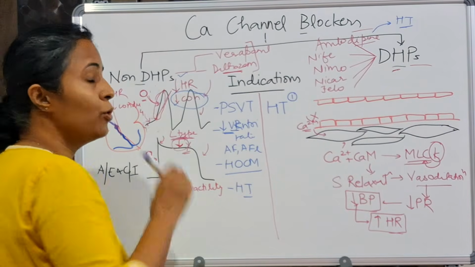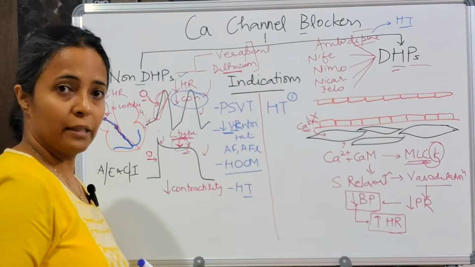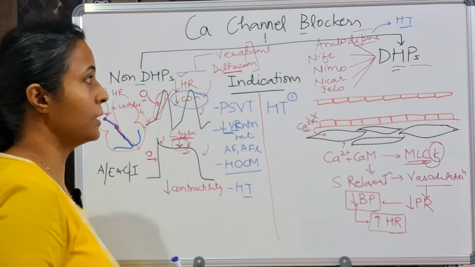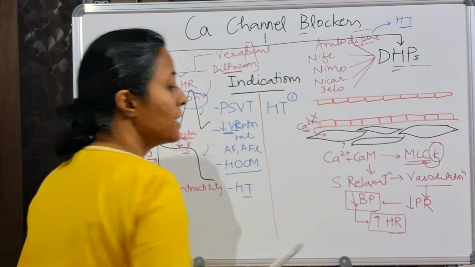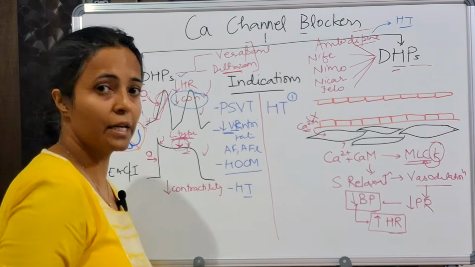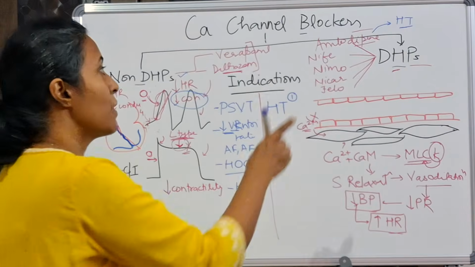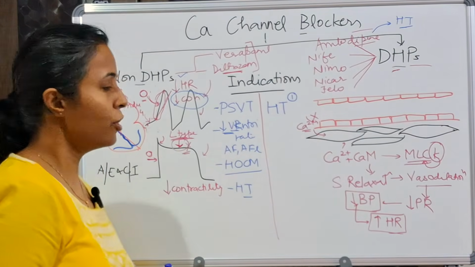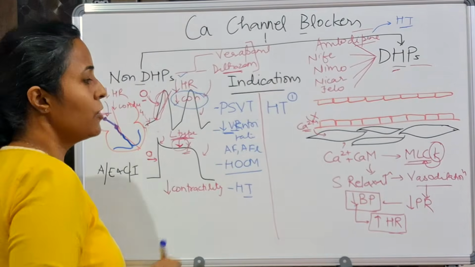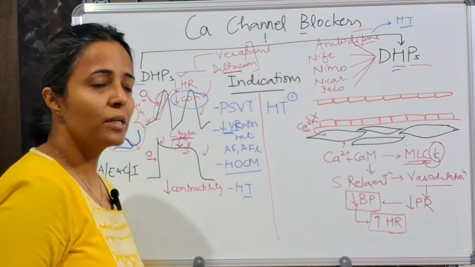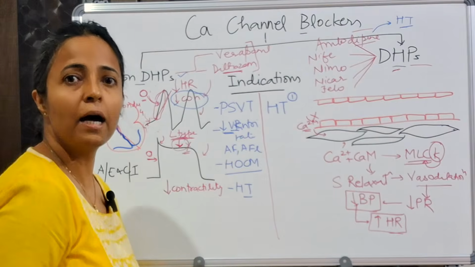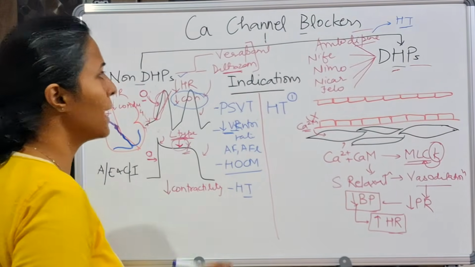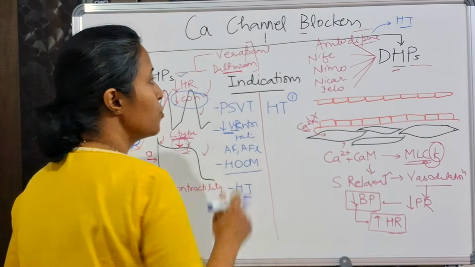But amlodipine, because it is slow acting and long duration acting, this reflex increase in heart rate is lesser. This reflex tachycardia is lesser. So that is why amlodipine is preferred, the most popular drug also for hypertension. Okay, because when heart rate increases, the work done by the heart increases, and there will be increased oxygen consumption by the heart, that we don't want. Okay, so that is one.